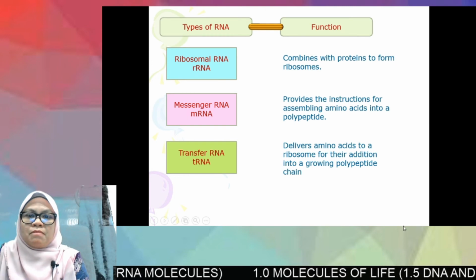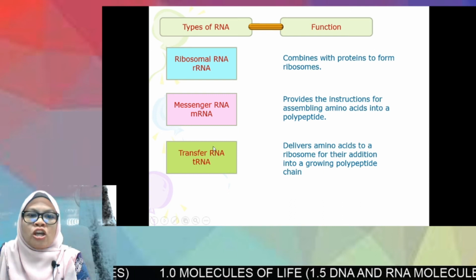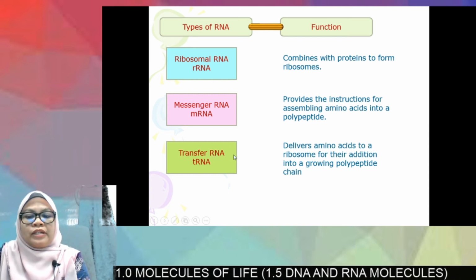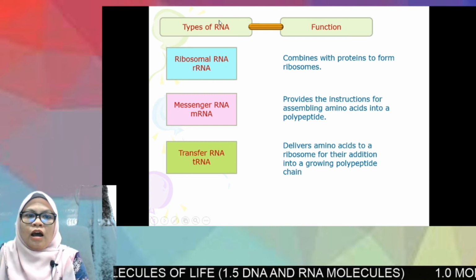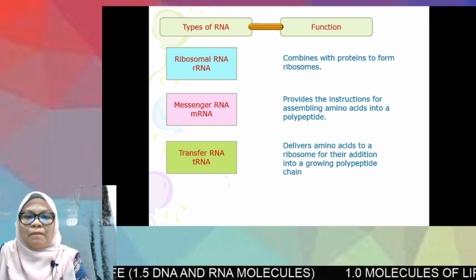So please remember the function of each type of RNA. You're going to learn in detail during chapter 6. The RNA is actually involved in the translation process.